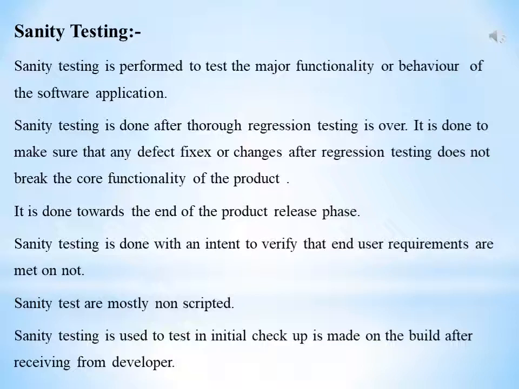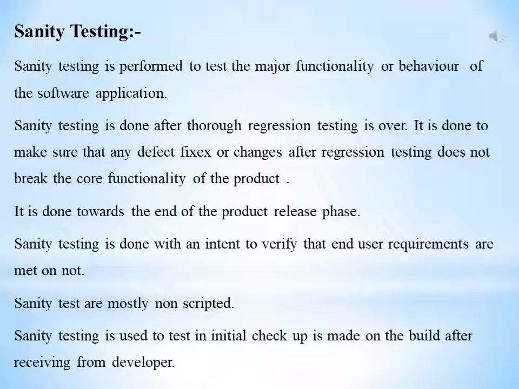Sanity testing is done after the thorough regression testing is over. It is done to make sure that any defect fixes or changes after regression testing do not break the core functionality of the product. It is done towards the end of the product release phase. Sanity testing follows a narrow and deep approach with detailed testing of some limited features. Sanity testing is like doing some specialized testing. It is used to find problems in a particular functionality.